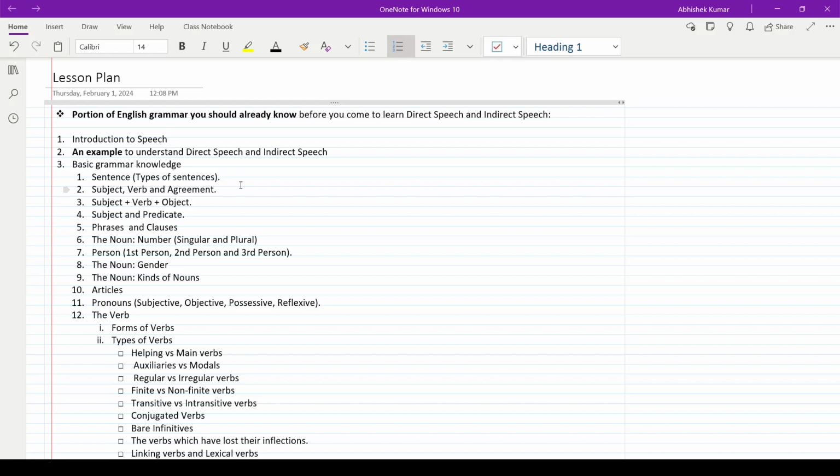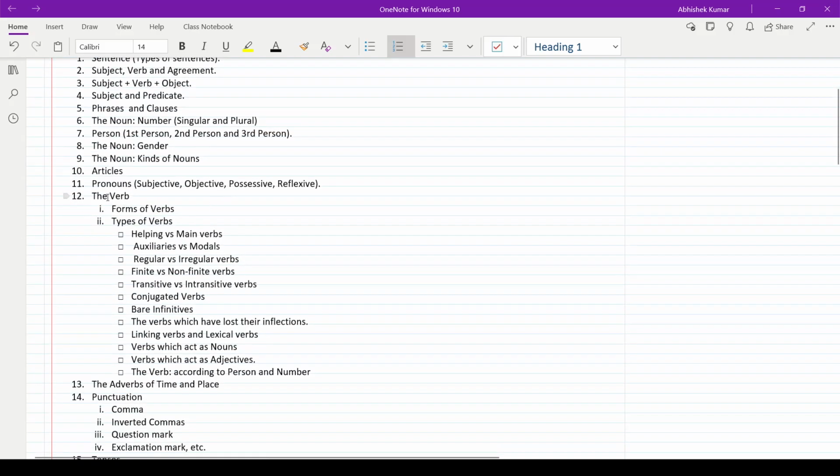which has number, singular number and plural number, then person, first person, second person, third person. Then you should know about gender, kinds of nouns, articles, a and the, pronouns, subjective pronouns, objective pronouns, possessive pronouns, and reflexive pronouns. I'd also like you to understand about the verb. It seems very easy, but it's very intricate to understand.